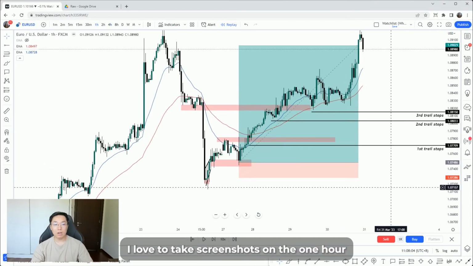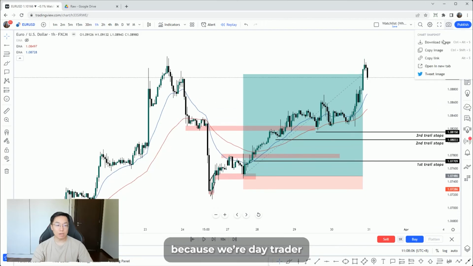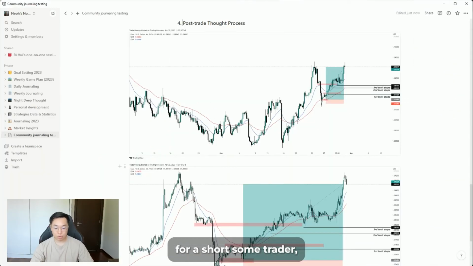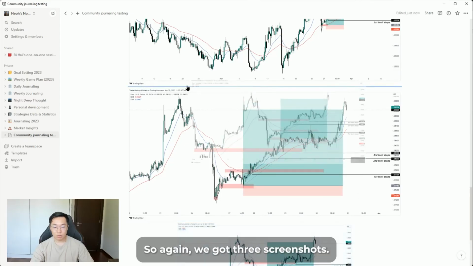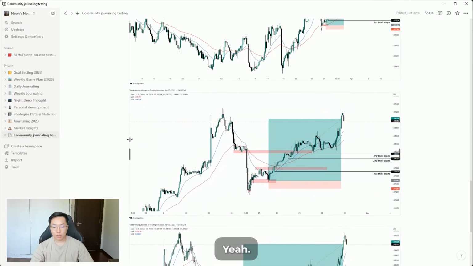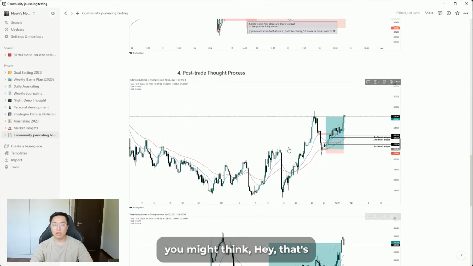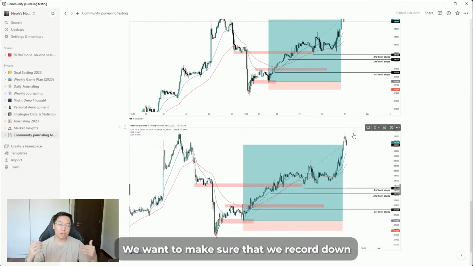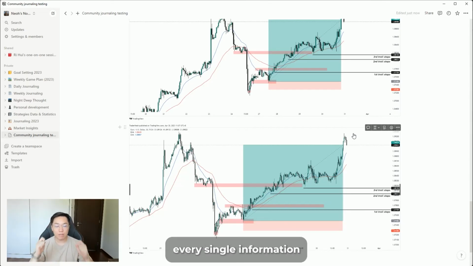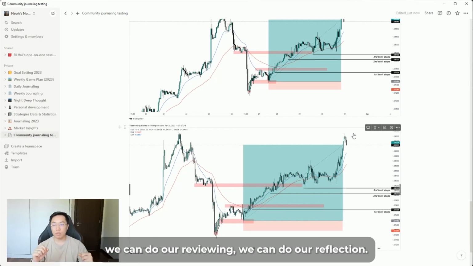So for me, I love to take screenshots on the 1 hour because we're a day trader. We're a short-term trader. 1 hour is a little bit more relevant. So again, we got 3 screenshots here. So some of you looking at this, you might think, hey, that's very troublesome right now. But that's the reality of trading, right? We want to make sure that we record down every single information so that we can do our studying, we can do our reviewing, we can do our reflection.